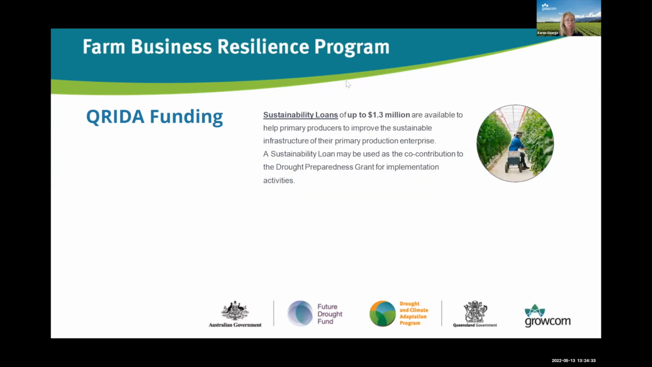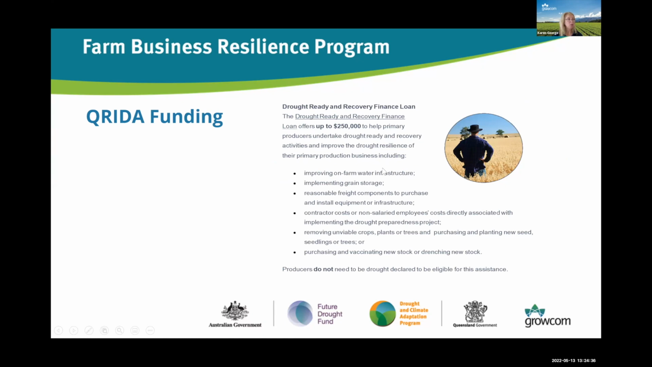The Drought Ready and Recovery Finance Loan. So it offers up to $250,000. Again, you need to have a farm business resilience plan to apply for that. But the other thing that I didn't remind you of, that I'll tell you now, is that you do not have to be drought declared to access these. These are purely for planning purposes, so that you can work on your farm and identify how you can be more resilient for the funding, and then you can commence work. Do not commence work first. Make sure that you apply for the funding before you commence work.